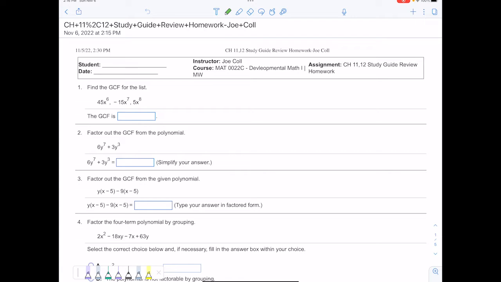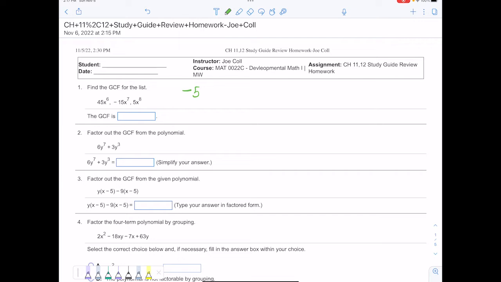So the first thing I need to do is look at my terms, and I notice there's a negative. So I'm going to pull out a negative for my greatest common factor. And then we want to find the greatest number in common that divides into 45, 15, and 5. And the highest number that goes into all three of them would be 5.